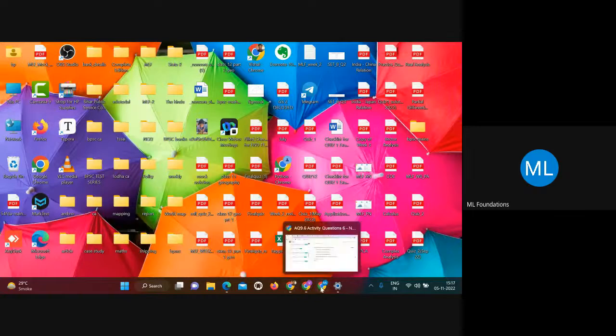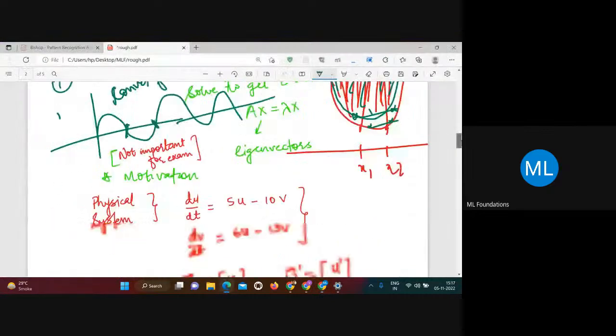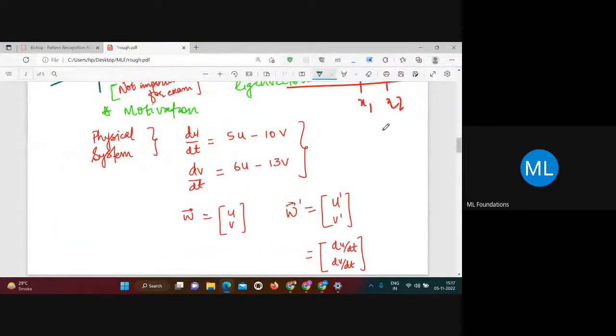Okay, I'll just search it on Google. Okay, so you can expect this type of function. See, this type of function.